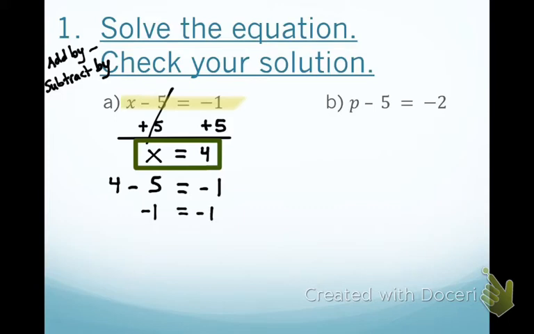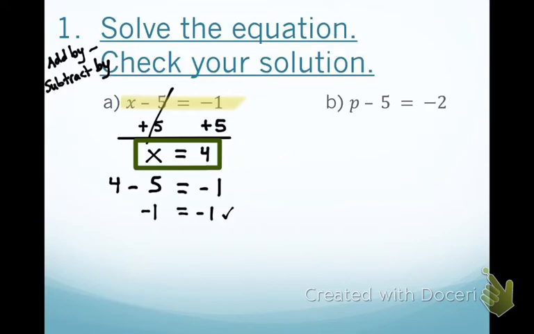Class, does negative 1 equal negative 1? Yes, you're going to give yourself a mini check mark, basically a check mark that's the size of your number, because negative 1 equals negative 1. That means it did work out, and our answer up here is correct.